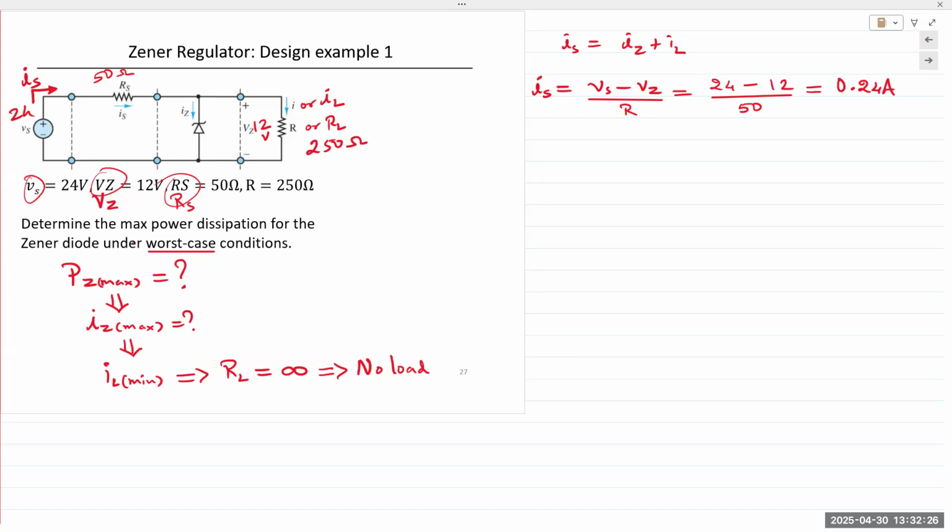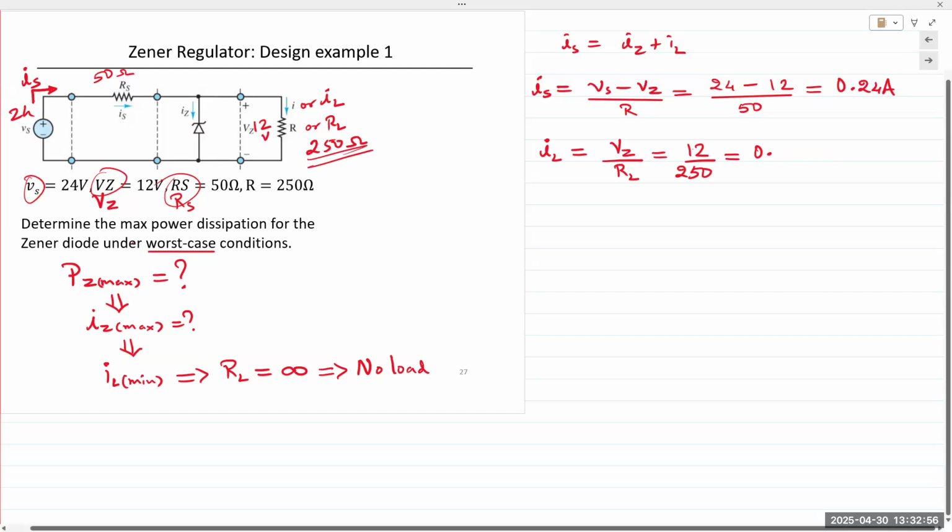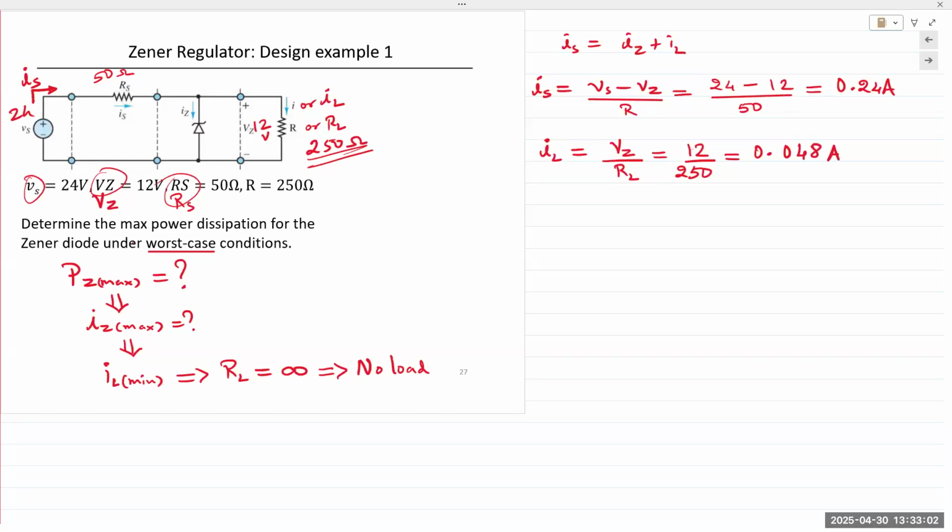Now the load resistor is given to us as 250 ohms. So we can find the load current IL as VZ over RL. VZ is 12 volts, RL is 250. And so we have 0.048 amps. Sorry, not 0.192, 0.048. That is 0.24 divided by 5, or 48 milliamps.